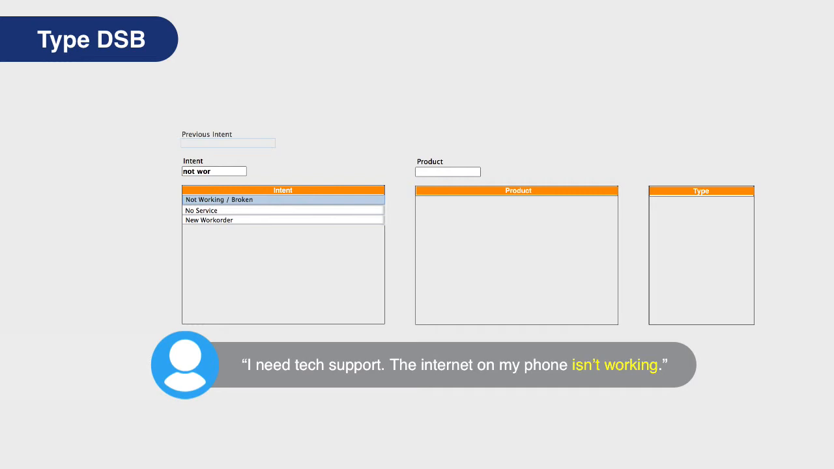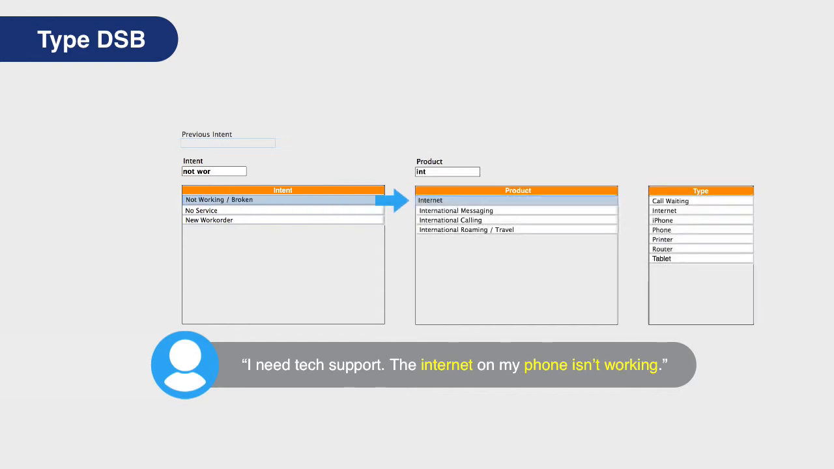The products are both phone and internet, and due to them populating entries in this application's type box, they may both be selected. Even though the type box populates when either phone or internet is selected in the product box, it is a good practice to enter the products in the order they appear. The correct answer for this utterance is not working/broken in the intent DSB, internet in the product DSB, and phone in the type DSB.